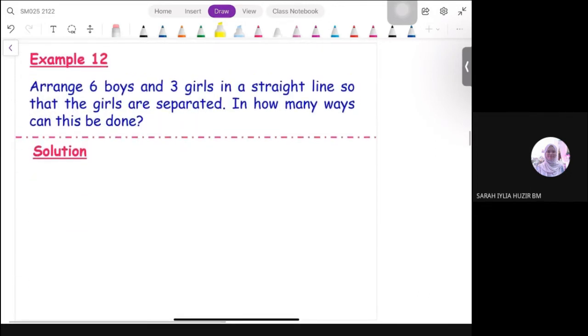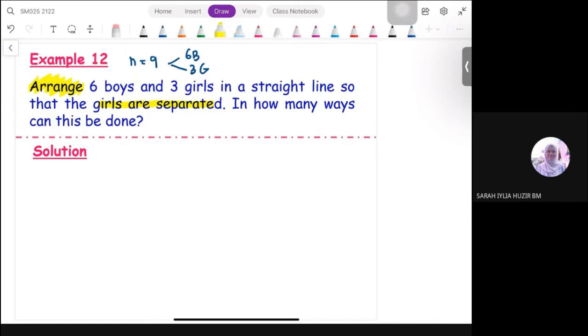Alright, so arrange 6 boys and 3 girls. Okay, altogether now we have 9 different people. 6 of them are boys and then remaining 3 would be the girls in a straight line so that the girls are separated. Okay, that is the condition. We have to arrange. Means this is permutation process. The girls must be separated. Okay. So remember our step just now. First, we begin with the people with no condition.